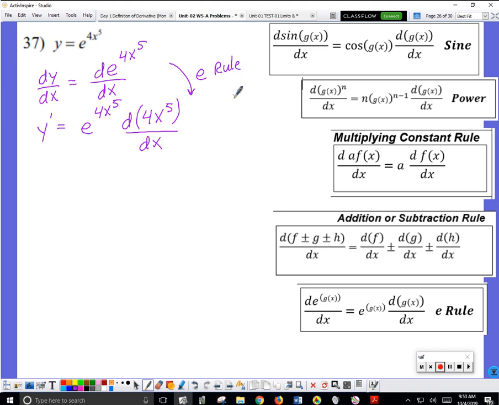Well, the E rule basically took care of the E portion of the function. Now, we have to take care of this part of the function. So that's why we are taking the derivative of that part. Yeah, that's how this always works. Question?